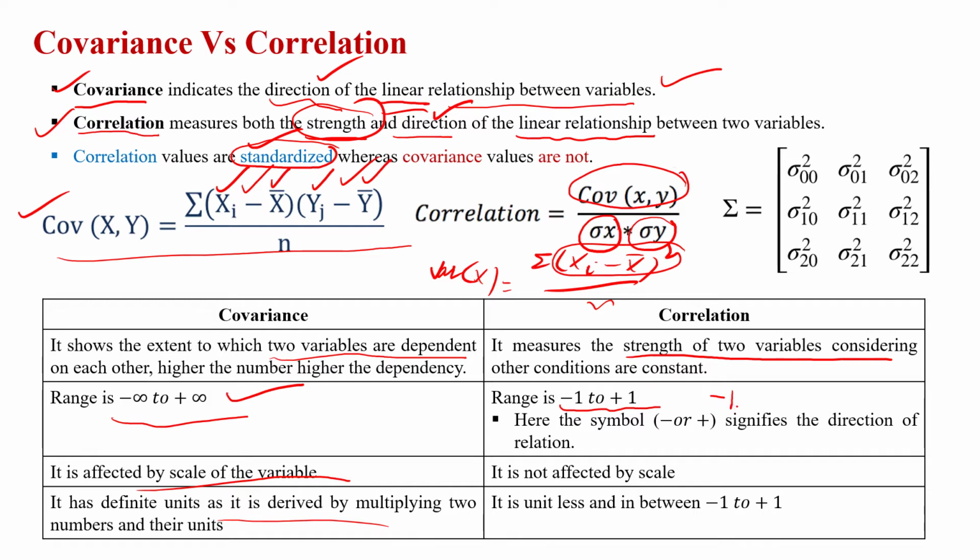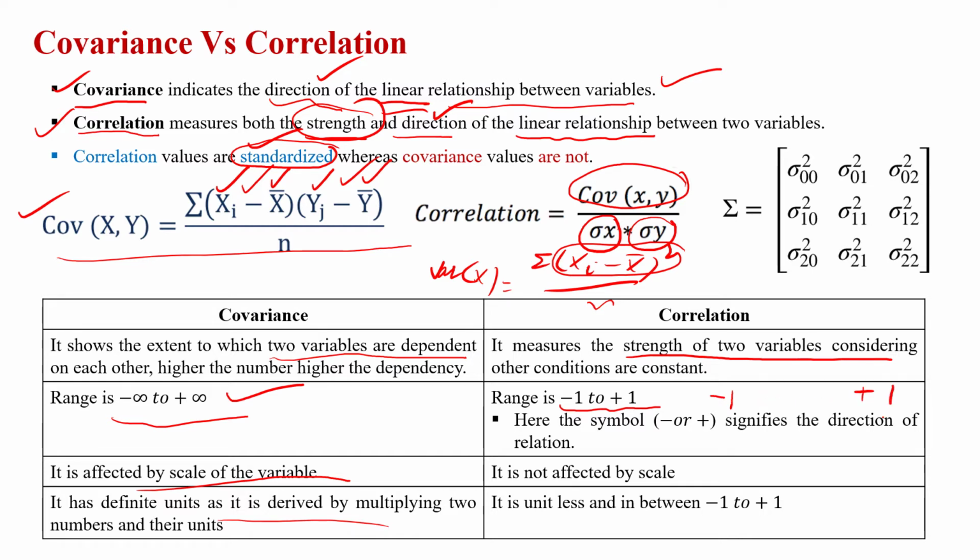So -1 means they have the perfect negative relationship. By increasing one variable, all the values of the other variable are decreasing. Or you can say that if 100% of the values of one variable are decreasing, the other variable's values are increasing. So they have the inverse relationship.